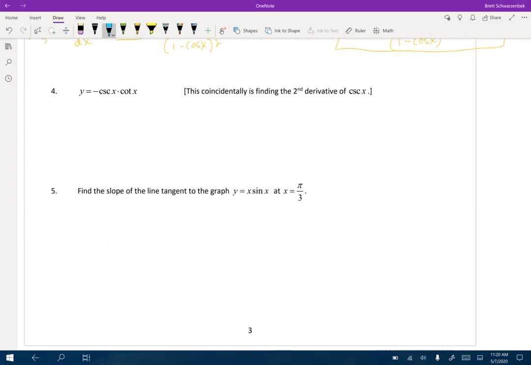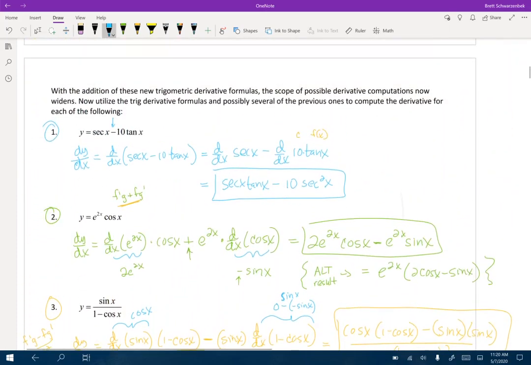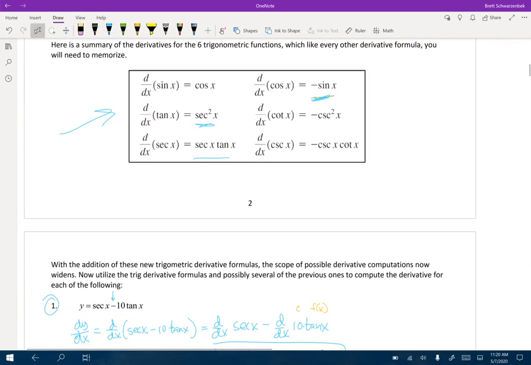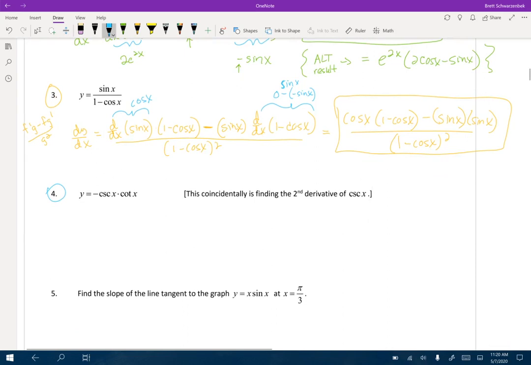Okay, so what about this value? y equals negative cosecant x cotangent x. Now, you might not know this yet, but believe it or not, that is actually by itself the derivative of cosecant, which means if I'm asking for the derivative of this, aren't I asking for the second derivative of cosecant? Yeah, the answer is yes. So I mentioned that here. So believe it or not, I am finding the second derivative of cosecant by doing this. So let's go ahead and do that.